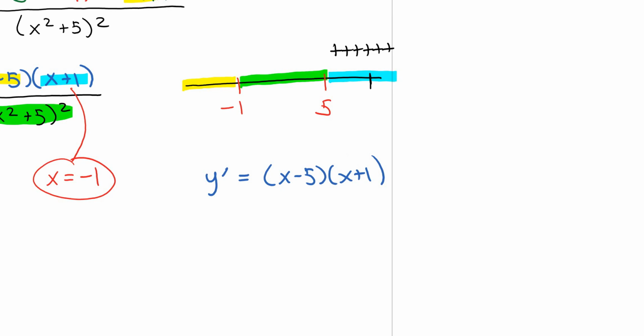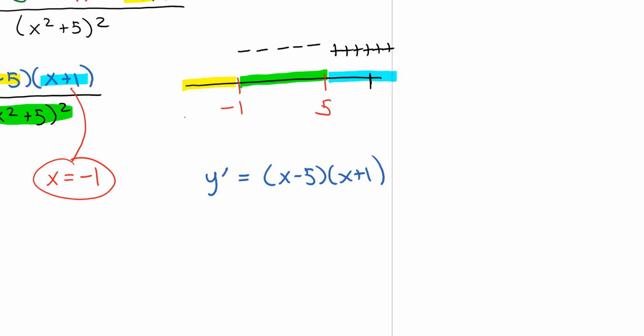And then in my green region, a very safe number that you can pick is probably the number 0. So if I plug in 0 over here, 0 plus 1 is going to be a positive result, and 0 minus 5 is going to be a negative result. A negative times a positive is going to be negative, so the green region is going to be negative. I can erase that now.